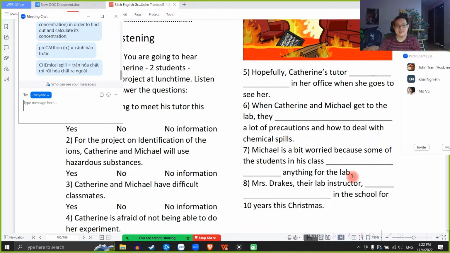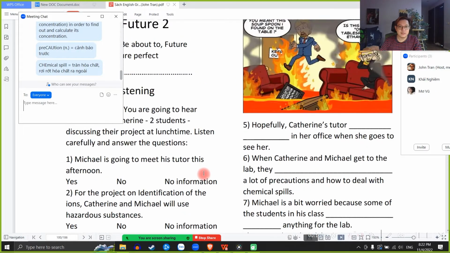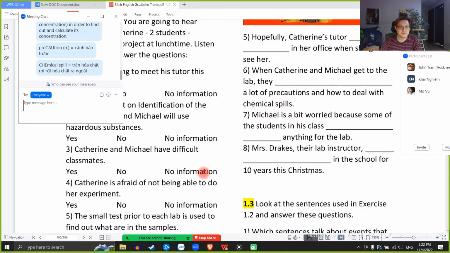Number 8, Mrs. Drake's, her lab instructor. The person who instructs the lab is called Mrs. Drake's. In the school for 10 years this Christmas. This Christmas, she will have worked in the school for 10 years. Okay, that's it. And please fill it in. You have to fill in a lot.